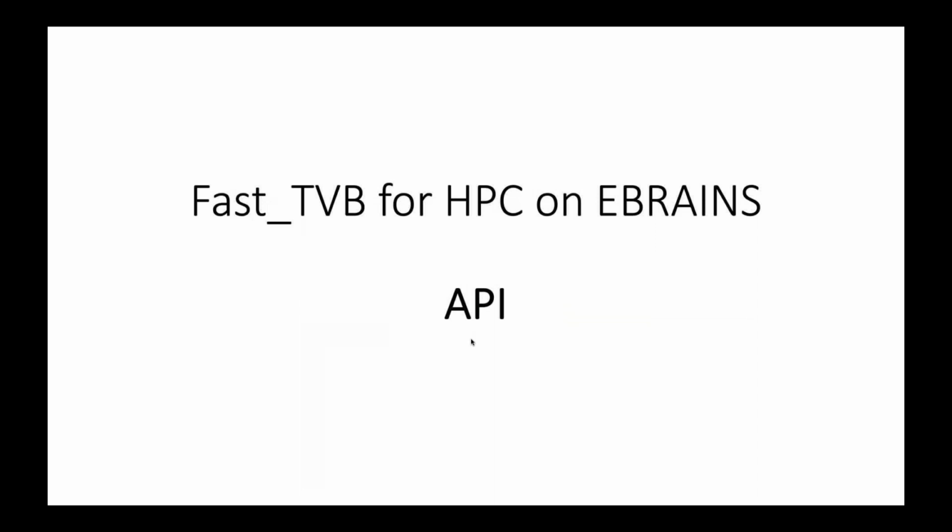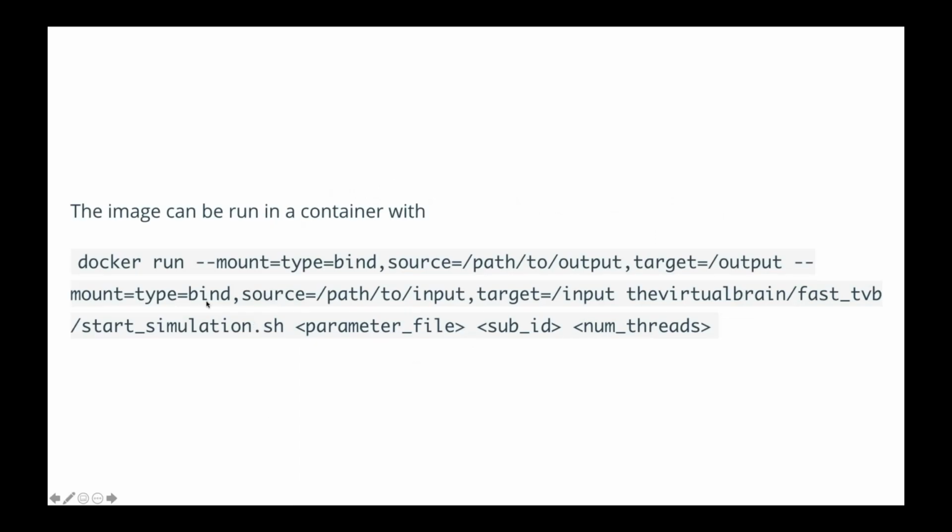The API is very simple. It's command line arguments, basically. There are 3 command line arguments, basically. You invoke the Docker container, basically, and mount bind the paths where the output and where the input shall be stored. And all that you need to specify then is the parameter file, the subject ID, and the number of threads that should be spawned for this process.